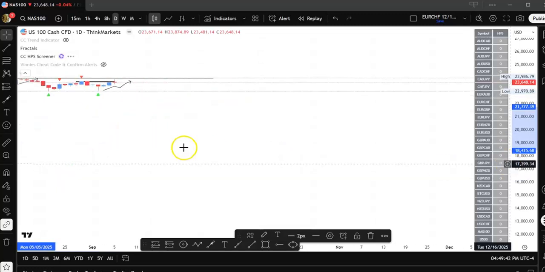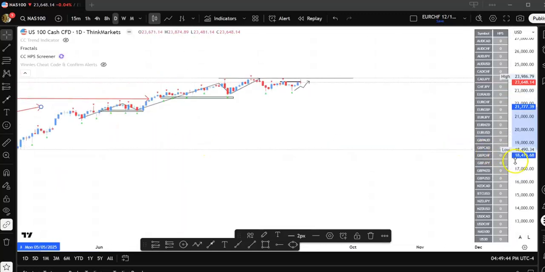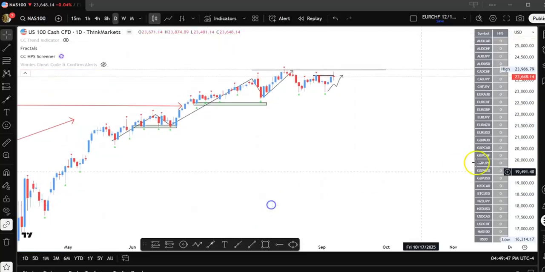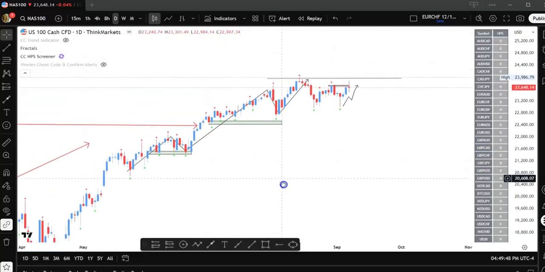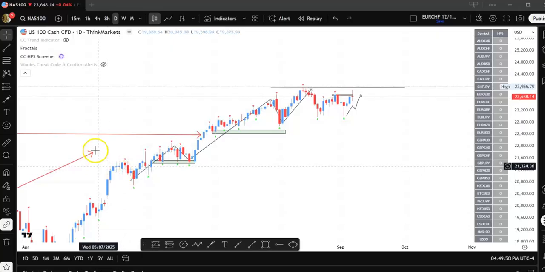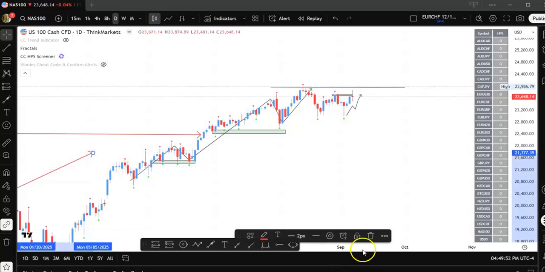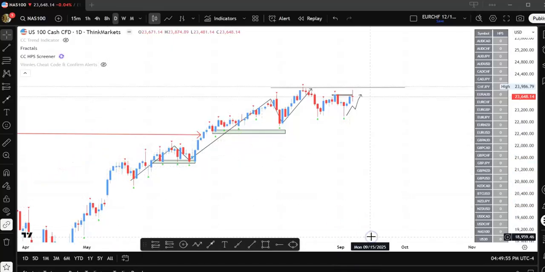Take a look at what's happening on the daily chart. Already did some markup on here. We are seeing definitely market structure forming higher low, higher high, higher low, higher high, higher low, higher high. Okay, so daily bullish, weekly bullish. We drop down to the 4-hour.